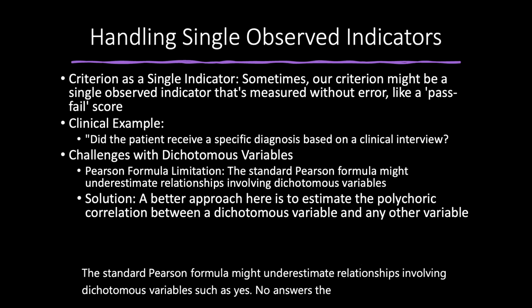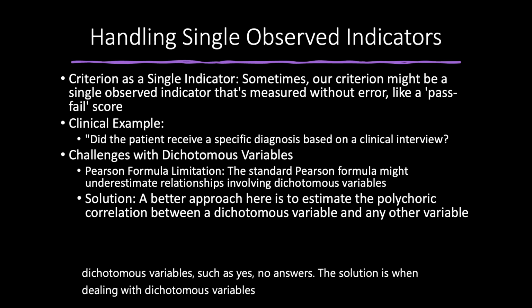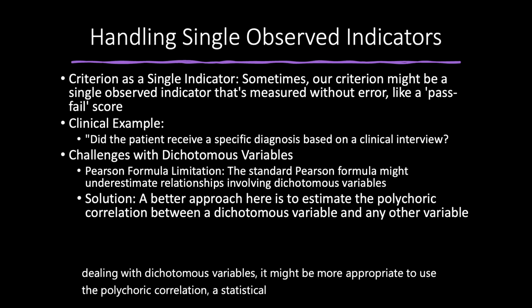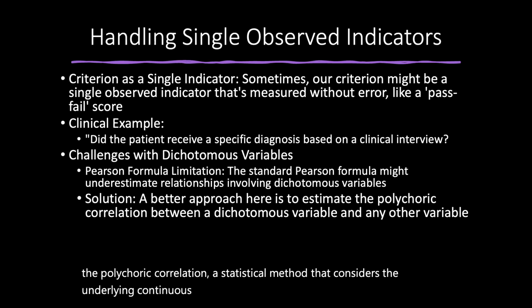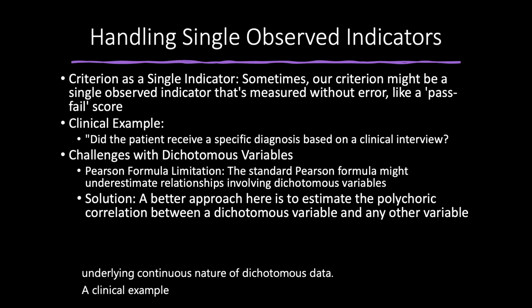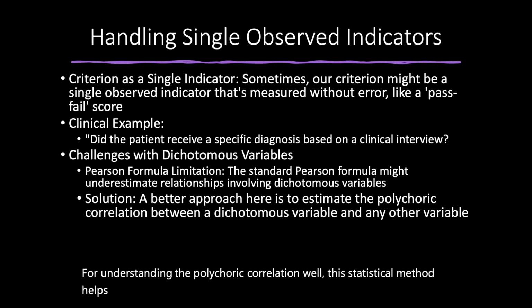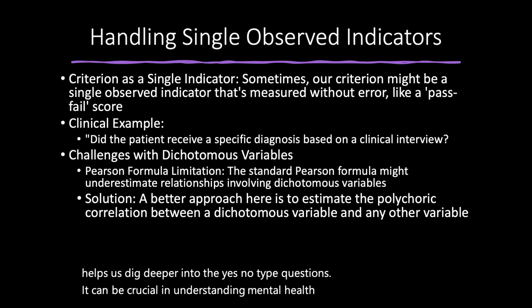The solution is, when dealing with dichotomous variables, it might be more appropriate to use the polychoric correlation, a statistical method that considers the underlying continuous nature of dichotomous data. A clinical example for understanding the polychoric correlation: this statistical method helps us dig deeper into the yes/no type questions. It can be crucial in understanding mental health symptoms that aren't simply black and white.